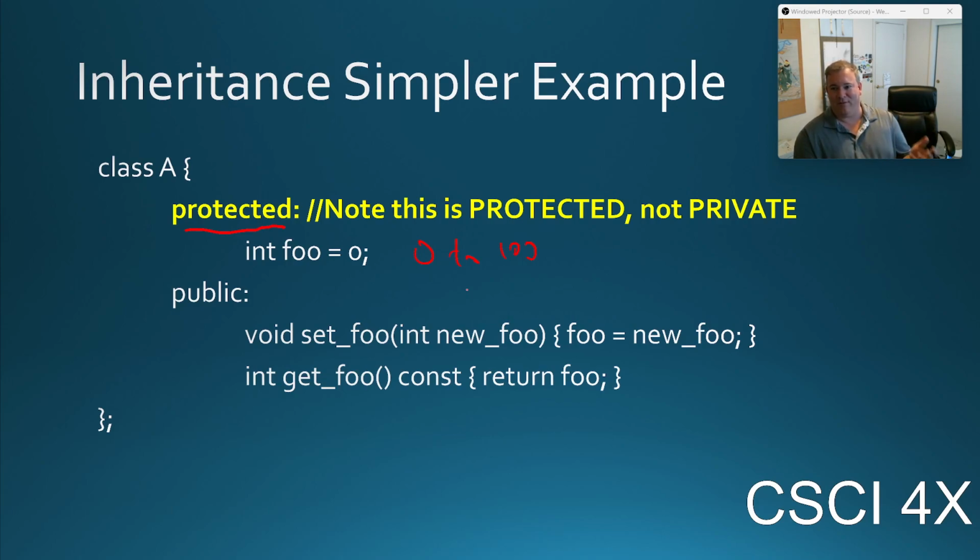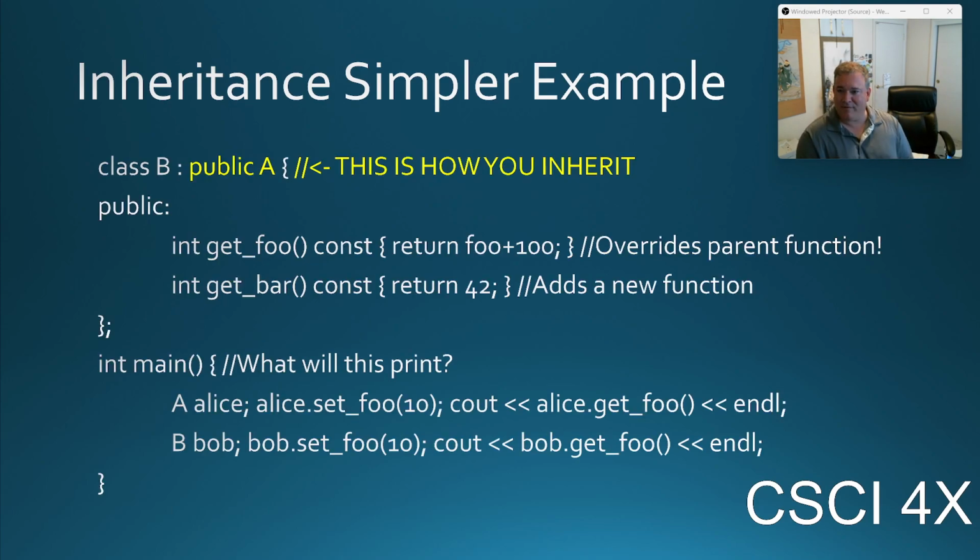But to me, it's like, well, if my kids want to change it so that it has to be in the range from 0 to 200, let them. They can override set foo, they can override get foo, whatever. Let them. That's why we do inheritance, so they can make changes. So it's philosophical. Okay, so now we've got class B that inherits from A.